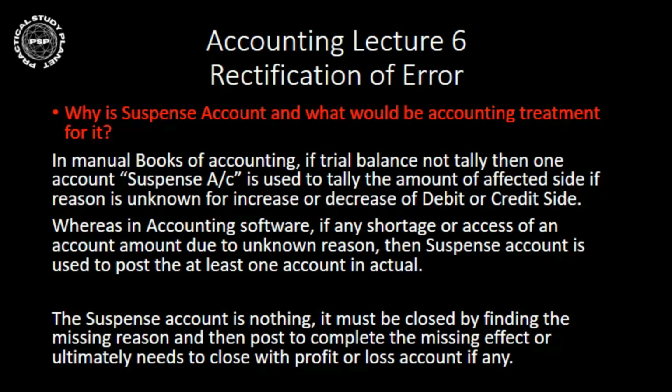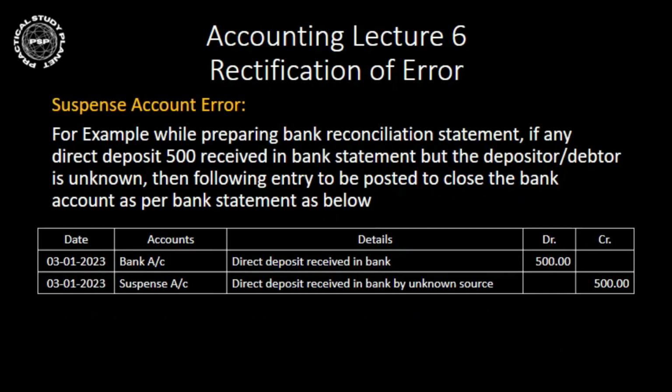What is a suspense account and what would be the accounting treatment for it? In manual books of accounting, if the trial balance does not tally, then one account, the suspense account, is used to tally the amount on the affected side, if the reason is unknown, for an increase or decrease of the debit or credit side. Whereas in accounting software, if there is any shortage or excess of an account amount due to an unknown reason, then the suspense account is used to post it. The suspense account is nothing; it must be closed by finding the missing reason and then posting to complete the missing effect, or ultimately closed with the profit and loss account if any.